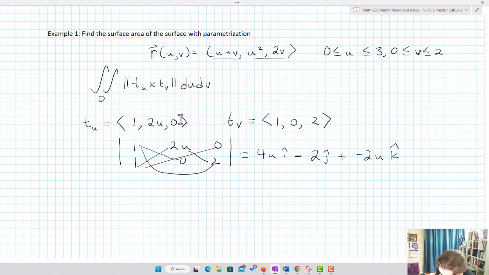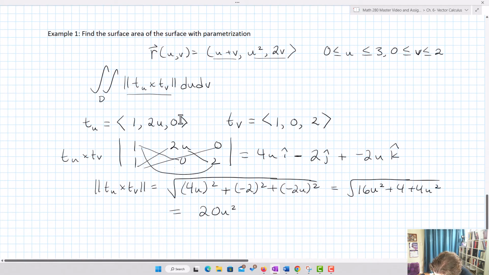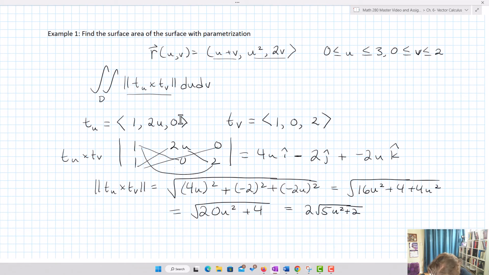Its magnitude then, because we need to find the magnitude of Tu cross Tv. So here's Tu cross Tv. The magnitude of Tu cross Tv ends up equaling the square root of (4u) squared plus (negative 2) squared plus (negative 2u) squared. And this ends up equaling the square root of 16u squared plus 4u squared plus 4. So this is equal to 20u squared plus 4. Take the square root of that. And so that'll end up being 2 times the square root of 5u squared plus 1.